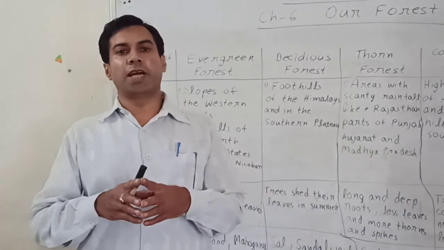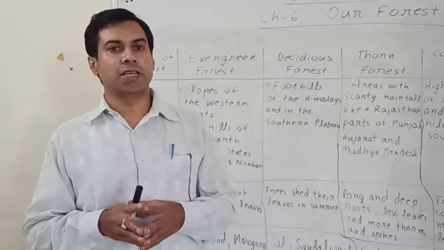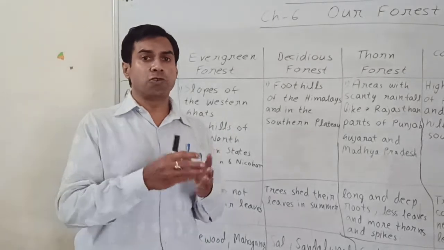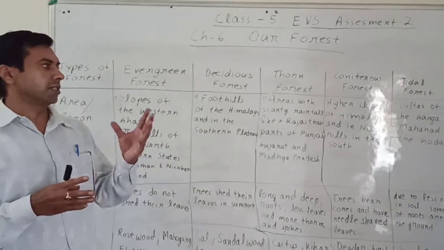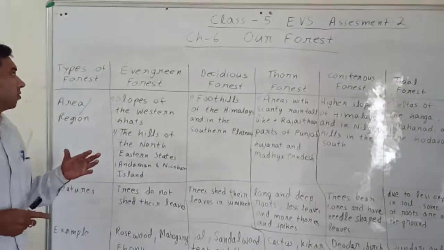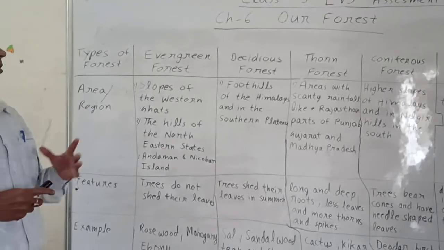Student, there are different types of forest. Let's start. Deciduous forest, evergreen forest, thorn forest, coniferous forest, tidal forest. So starting from the first, evergreen forest.